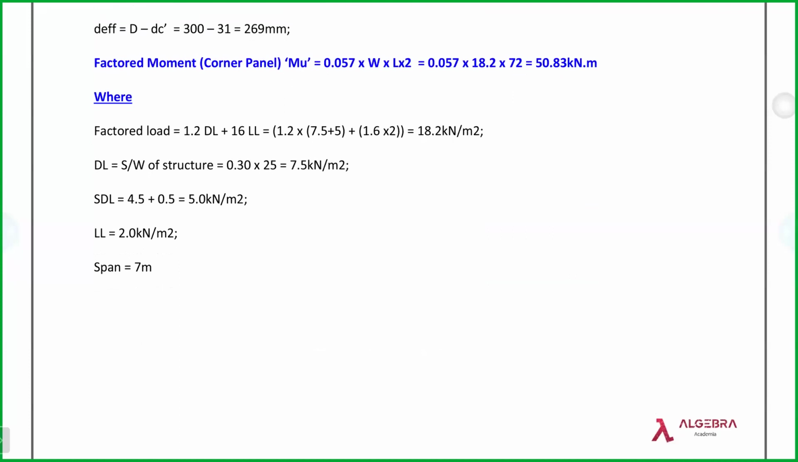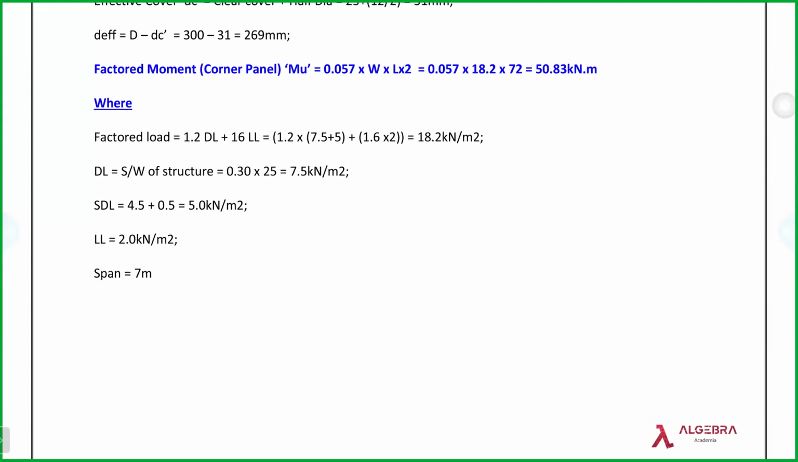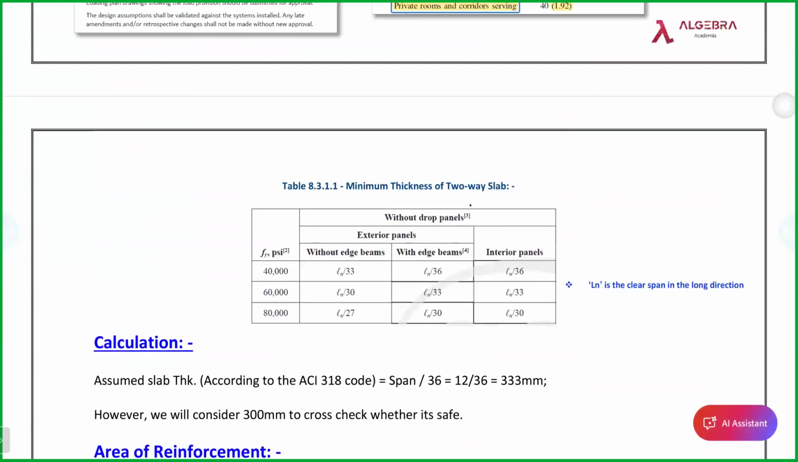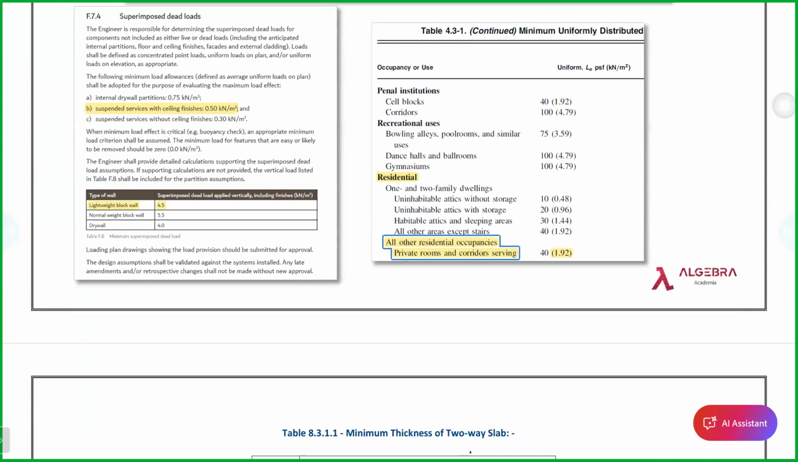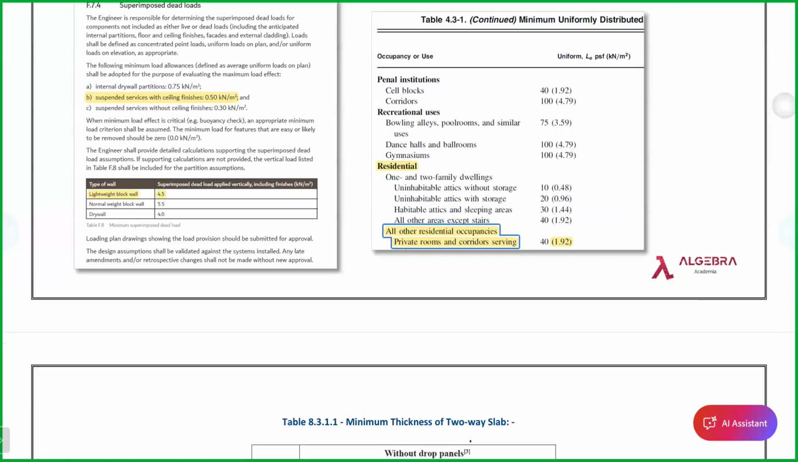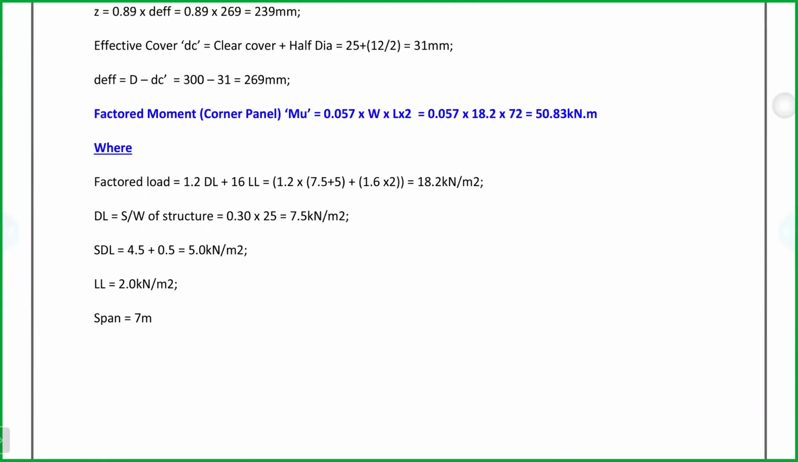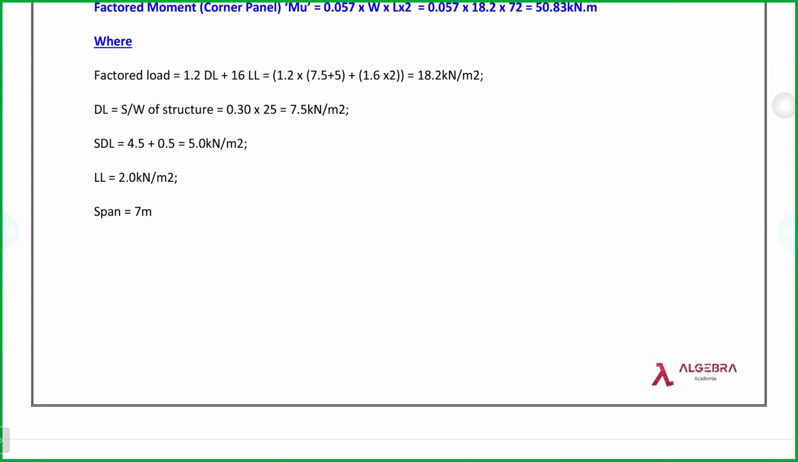Here, the self weight of the structure is 300 millimeter thickness multiplied by the density of concrete, which gives 7.5 kPa. And the SDL, as I just showed, as per DBC code, is 4.5 kPa for superimposed dead load, including the false ceiling and finishes. Apart from the 4.5 kPa, there is 50 kg per square meter for suspended services with ceiling as well. So together it is 5 kPa.